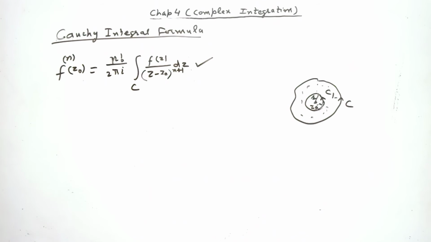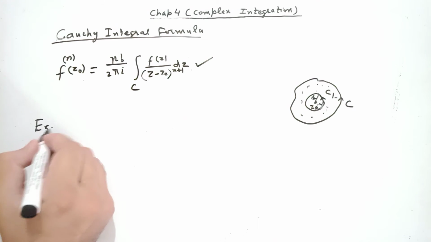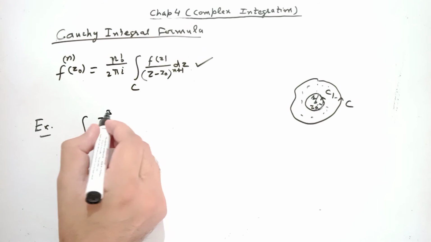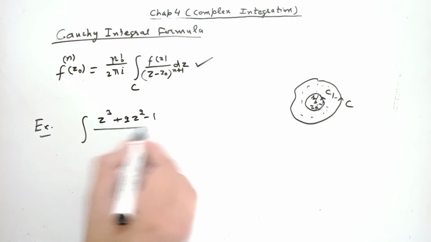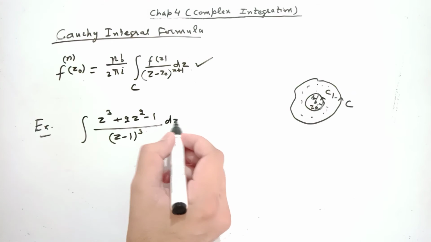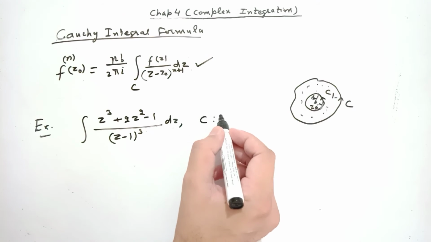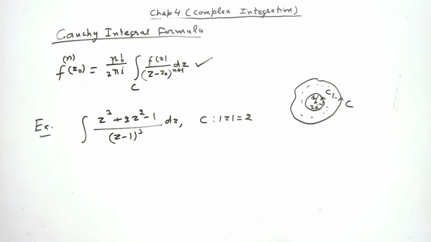Let us see how this integral helps in finding contour integrals. How this formula helps in finding contour integrals. See this example, (z cube plus 2z square minus 1) divided by (z minus 1) cube, and C is the contour given by mod z equal to 2. Now see whether this matches with this one or not.